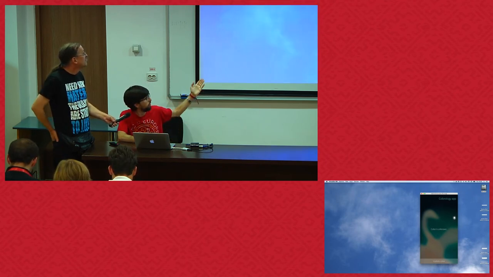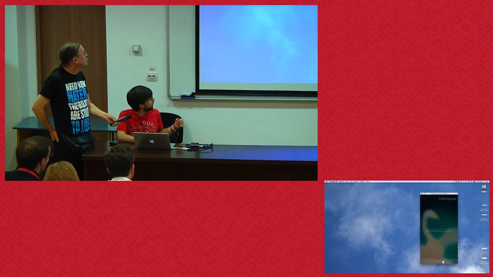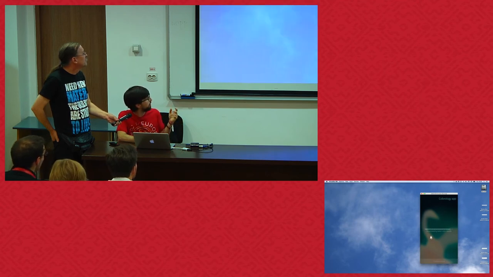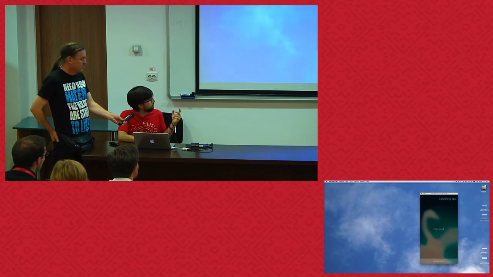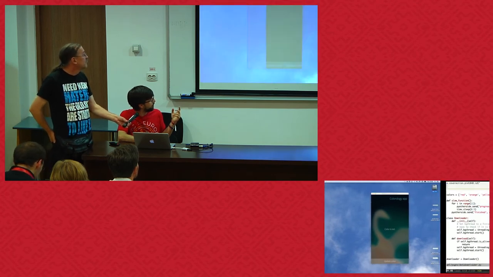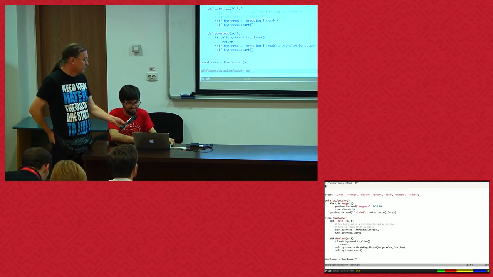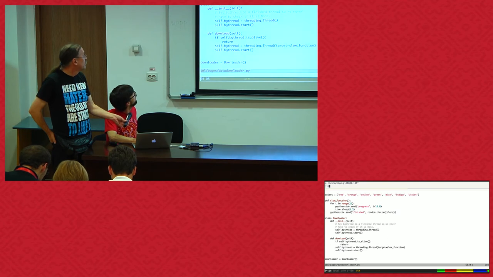Okay, so the example is this. You have this color is unknown, you have the button down, and it will call a Python function. So it's faking, it's doing something, and it will say color is red, right? So if I go back to the code, this is the Python code.